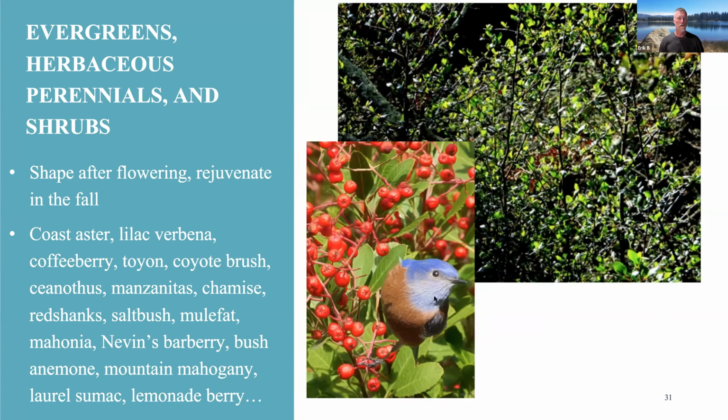Okay, we're looking at a slide on here. Here's a list of plants that they're kind of talking about here. Coast aster, lilac verbena, coffeeberry, toyon, coyote brush. All of these, manzanita, very specialized manzanita. But toyon, here we see the berries. It's called the Christmas berry because the berries come around Christmas time.